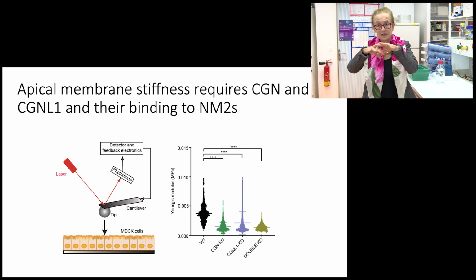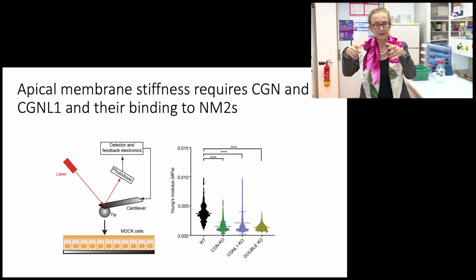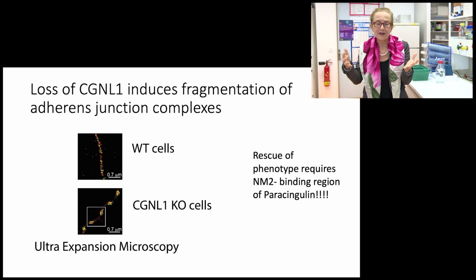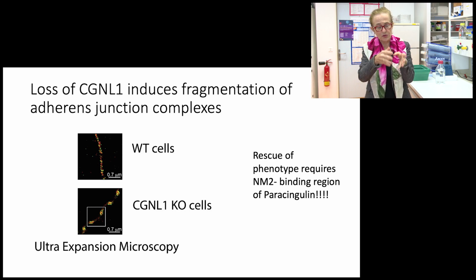Second phenotype is the stiffness of the apical membrane. The apical membrane has a certain stiffness. If you remove cingulin, it becomes floppy, as if a trampoline has lost its attachment to the side. And again, this phenotype is dependent on the myosin binding region. And finally, for paracingulin, we can see that losing paracingulin induces a fragmentation of the protein complexes at the adherens junction. And again, this is dependent on the transmission of force, which is mediated by the myosin 2B binding to paracingulin and connecting it to the belt.